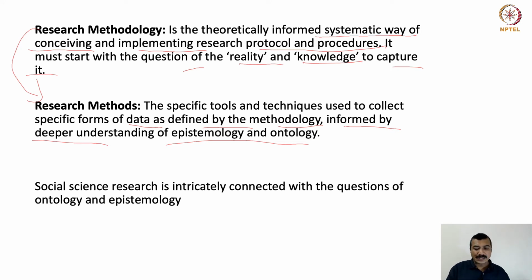So every social science research is intricately connected with the question of ontology and epistemology. But in reality, in our everyday practice, we hardly think about it. We assume that these are much simpler terms and simpler procedures. So we straight away go into the field and collect data and then come back and say that this is the scientific research procedure. But if you think deeper into that, these questions are much more complicated.